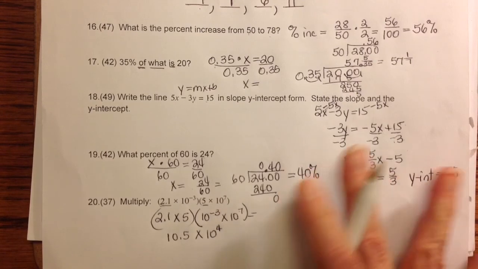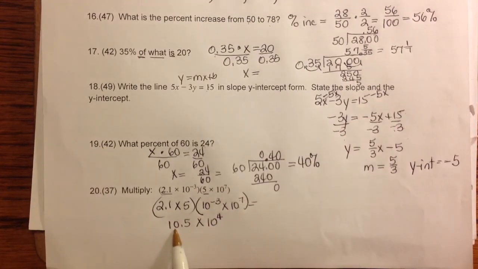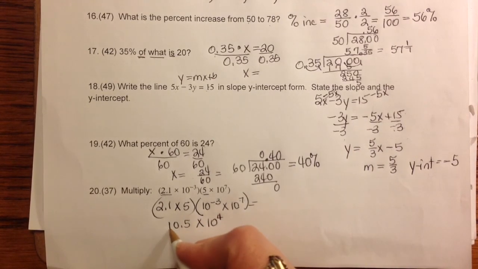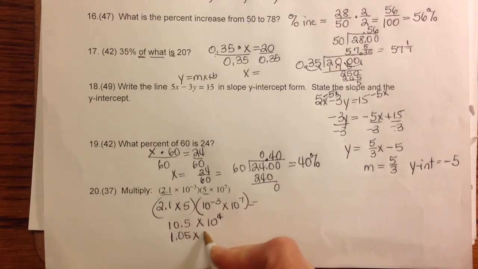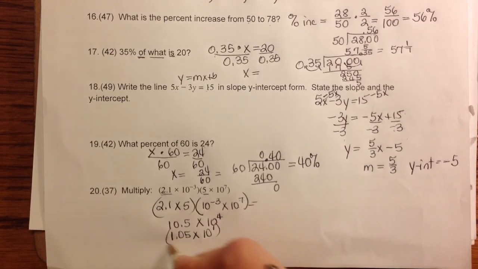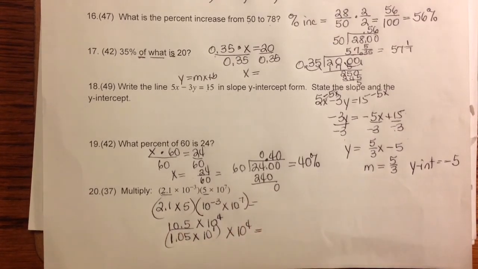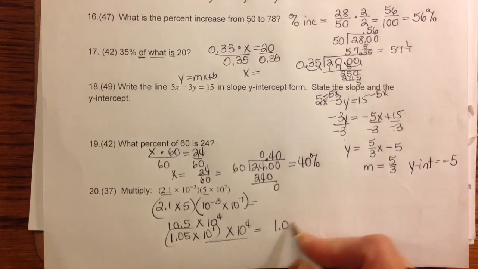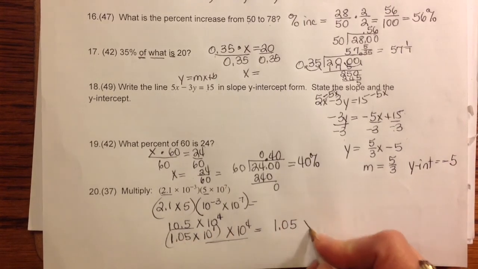Now, 10 is too large. This number here has to be 1 digit in front of the decimal place. It has to be 1 to 9. So I'm going to have to move it back 1 space. So I'll have 1.05 times 10 to the 1. Now that's just converting this to scientific notation, and then bring down my 10 to the 4th. Now when I do the associative property here and regroup it, I'll get 1.05, and then 10 to the 1 times 10 to the 4th is 10 to the 5th.